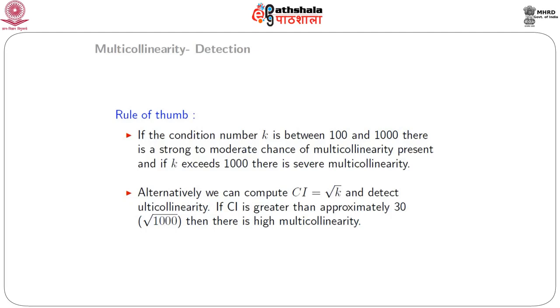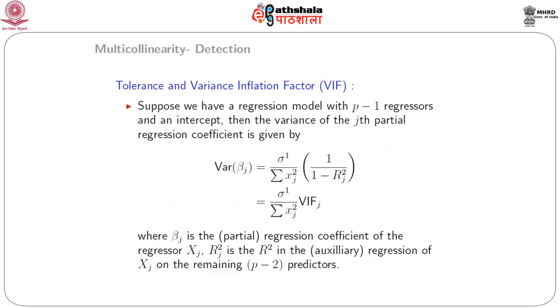If the condition number k is between 100 and 1000, there is a strong to moderate chance of multicollinearity present. However, if k exceeds 1000, then there is severe multicollinearity in the data. Alternatively, we can also compute the condition index, which is the square root of the condition number, and detect multicollinearity. So if the condition index is greater than approximately 30, which is approximately the square root of 1000, then there is high multicollinearity. And finally, we can use tolerance and variance inflation factor to detect multicollinearity.